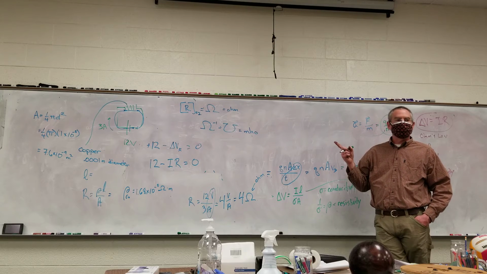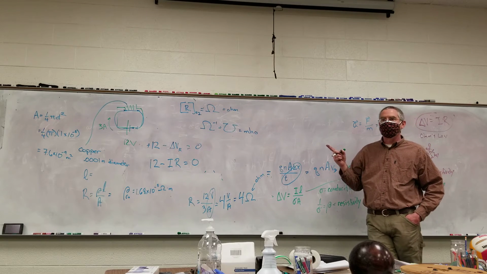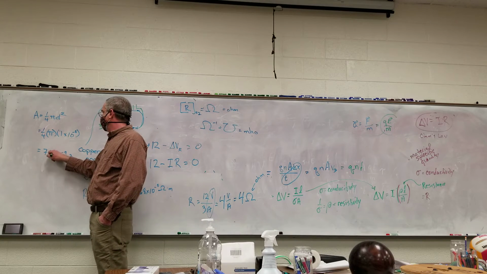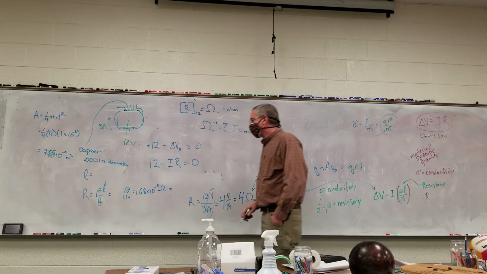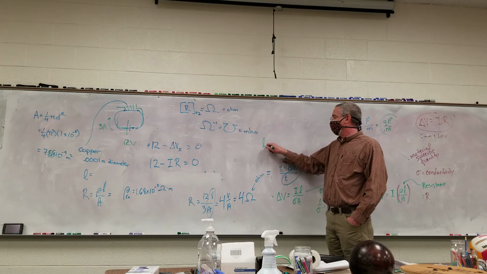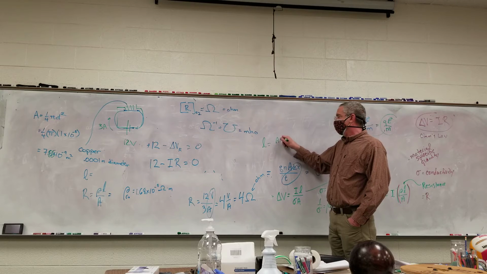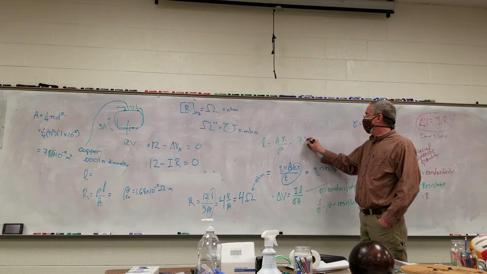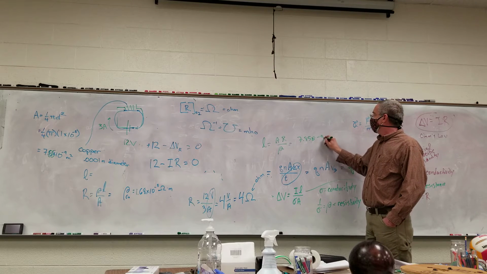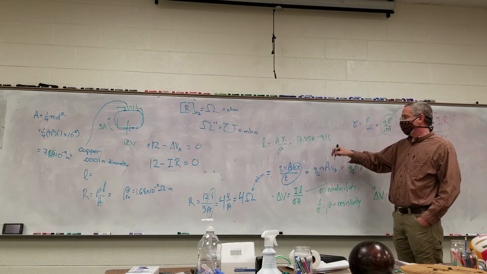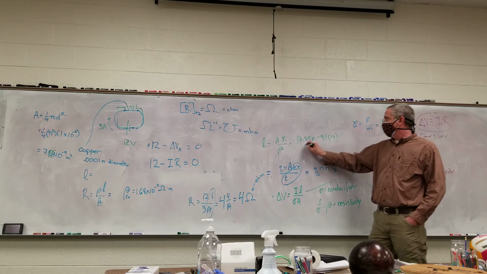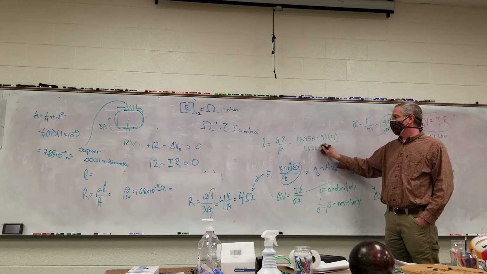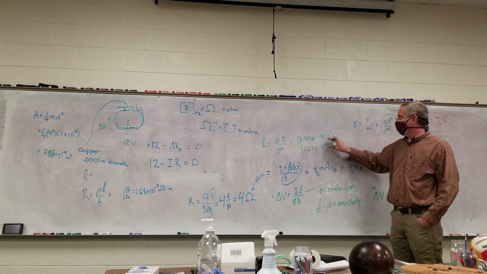So what is the area? It's 7.85. So the length of my wire would be AR over rho. My area is 7.85 times 10 to the negative 9th square meters. My resistance was 4 ohms, and my resistivity is 1.68 times 10 to the negative 8th. All of these are in SI units.